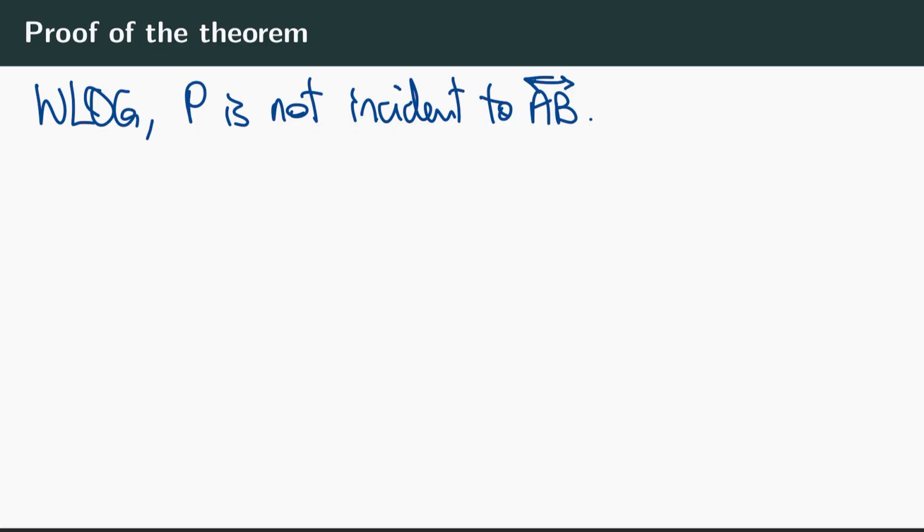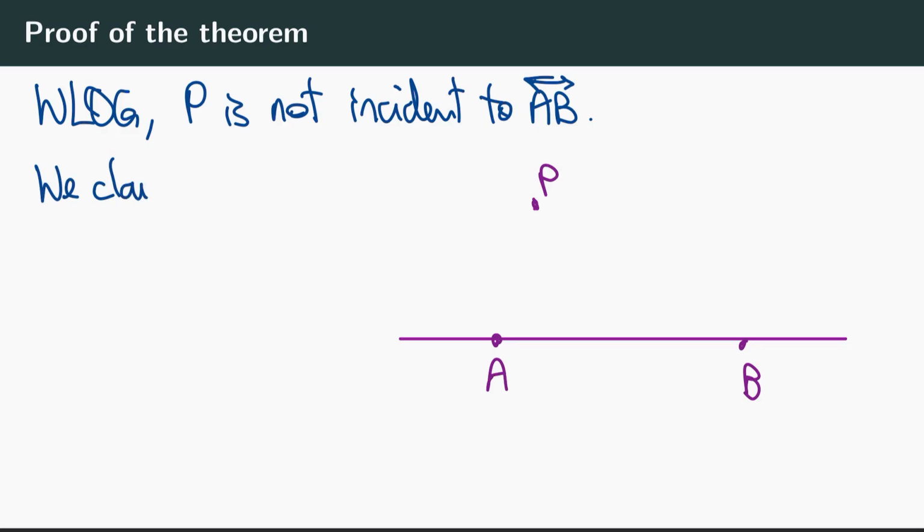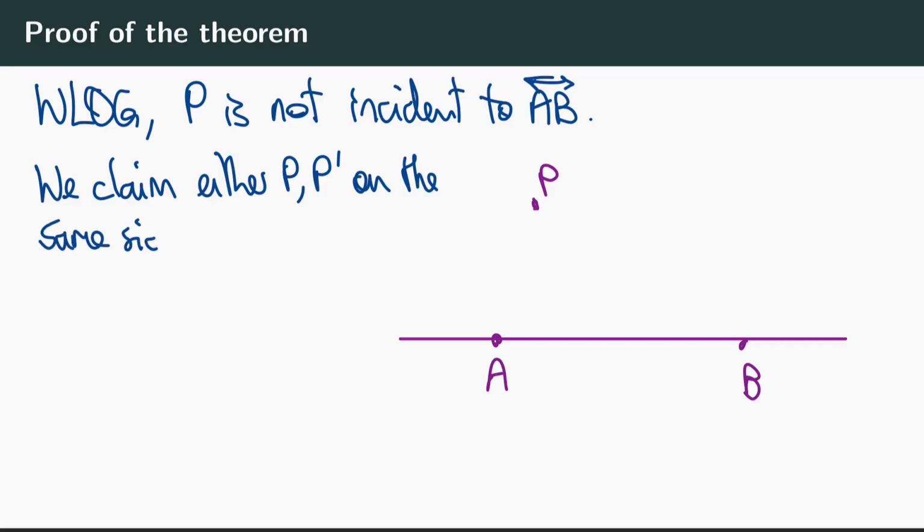Okay, so P is not incident to AB. I'm going to draw a little picture here. And here I have a point P. And the claim I want to make is that either P and P prime are on the same side of AB as the point C, or they're both opposite to C.